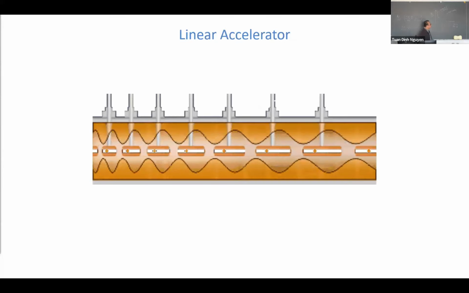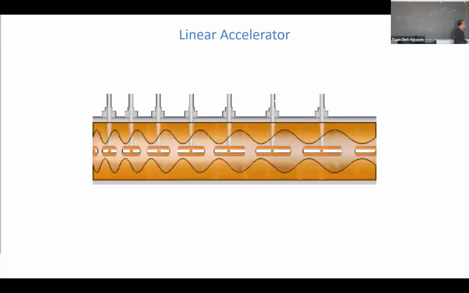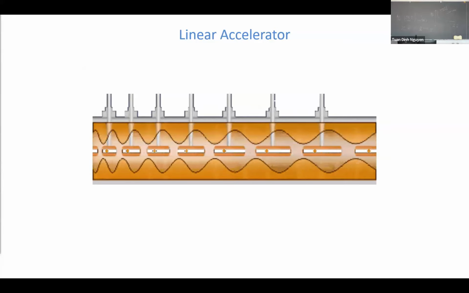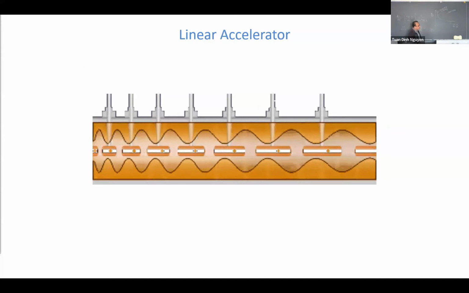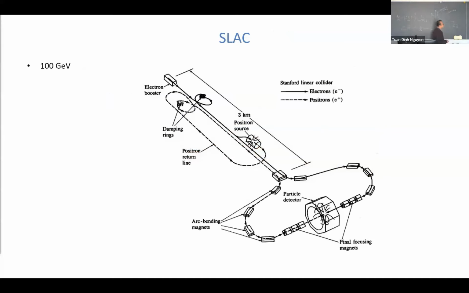Here's another graphic of an accelerator. Same idea. So think of it as riding a wave, right? Surfing a wave. The wavelength changes, the frequency stays the same. The wavelength changes as it moves, as it accelerates. So here's a very famous linear accelerator, the Stanford Linear Accelerator in California, accelerating electrons and positrons to 100 GeV.